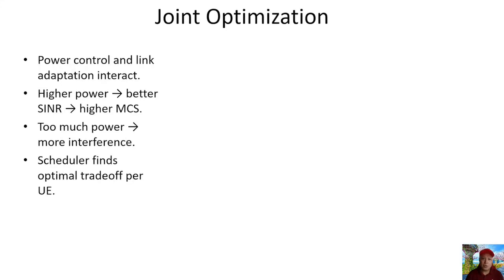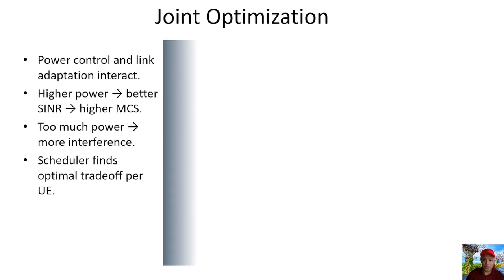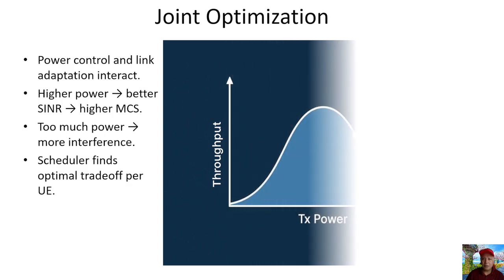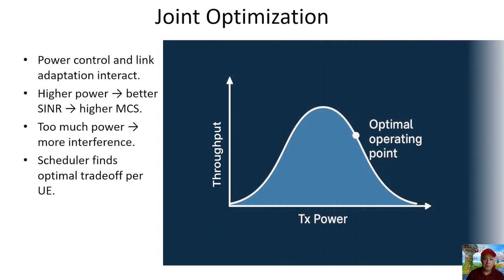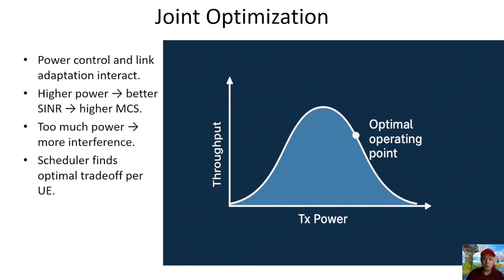Power control and link adaptation work hand in hand. Increasing transmit power can raise SINR, allowing a higher MCS, but if everyone transmits too strongly, the cell's overall interference rises, degrading the network. 5G dynamically balances this trade-off through per-UE optimization in the scheduler.